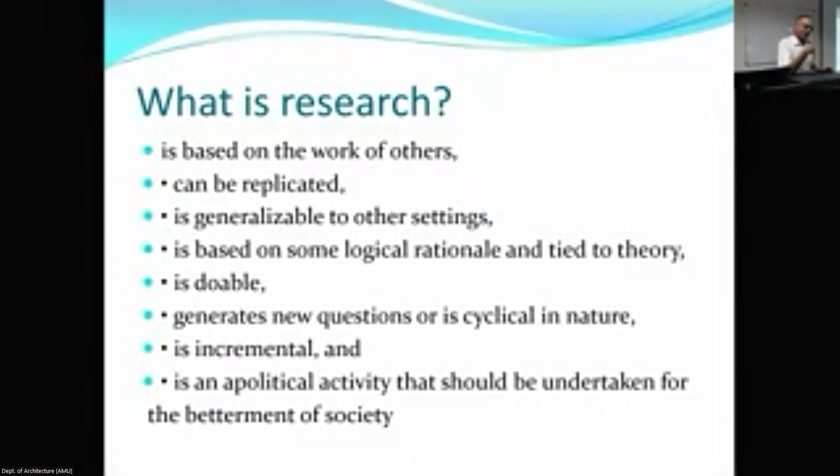It is generalizable to other settings. For example, whatever we find out here, at least to some extent it can be extended to other settings. Not necessarily every research, and that is why we write that this is the research. It cannot be extended to other settings; maybe in the USA it may not be applicable.